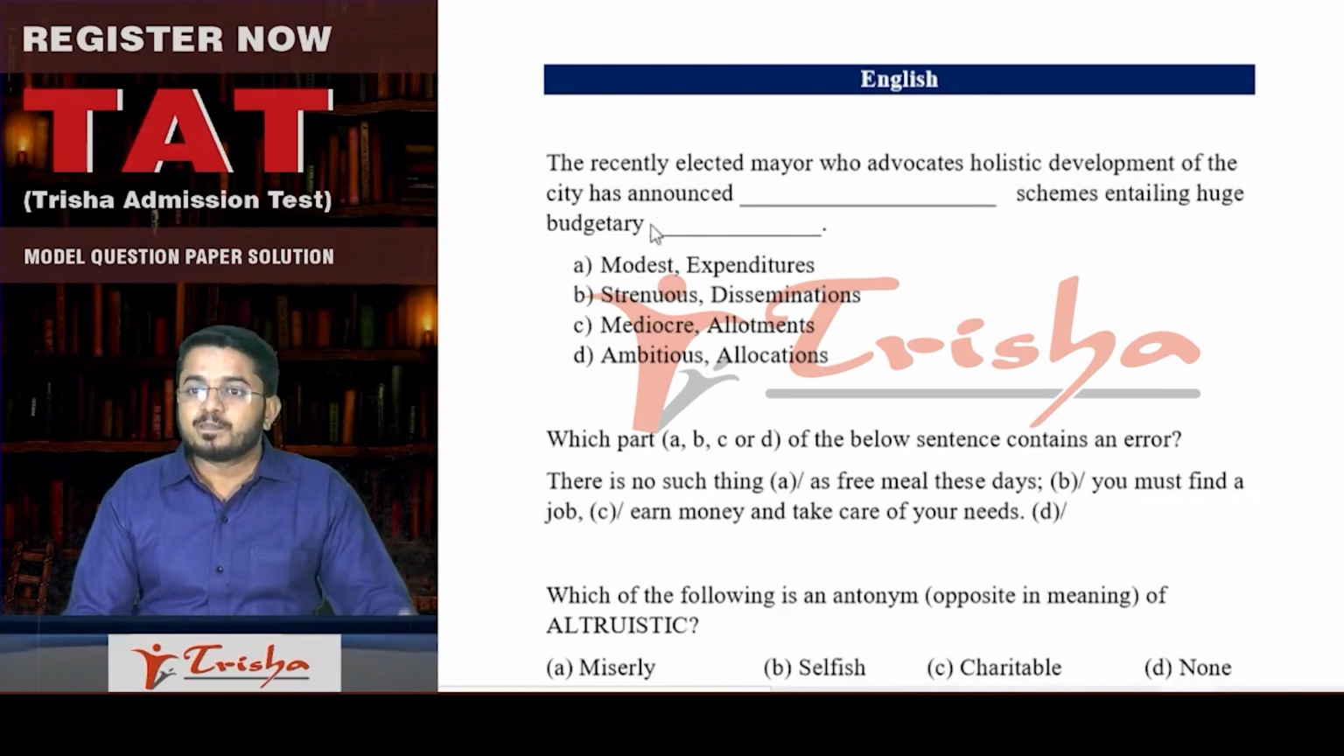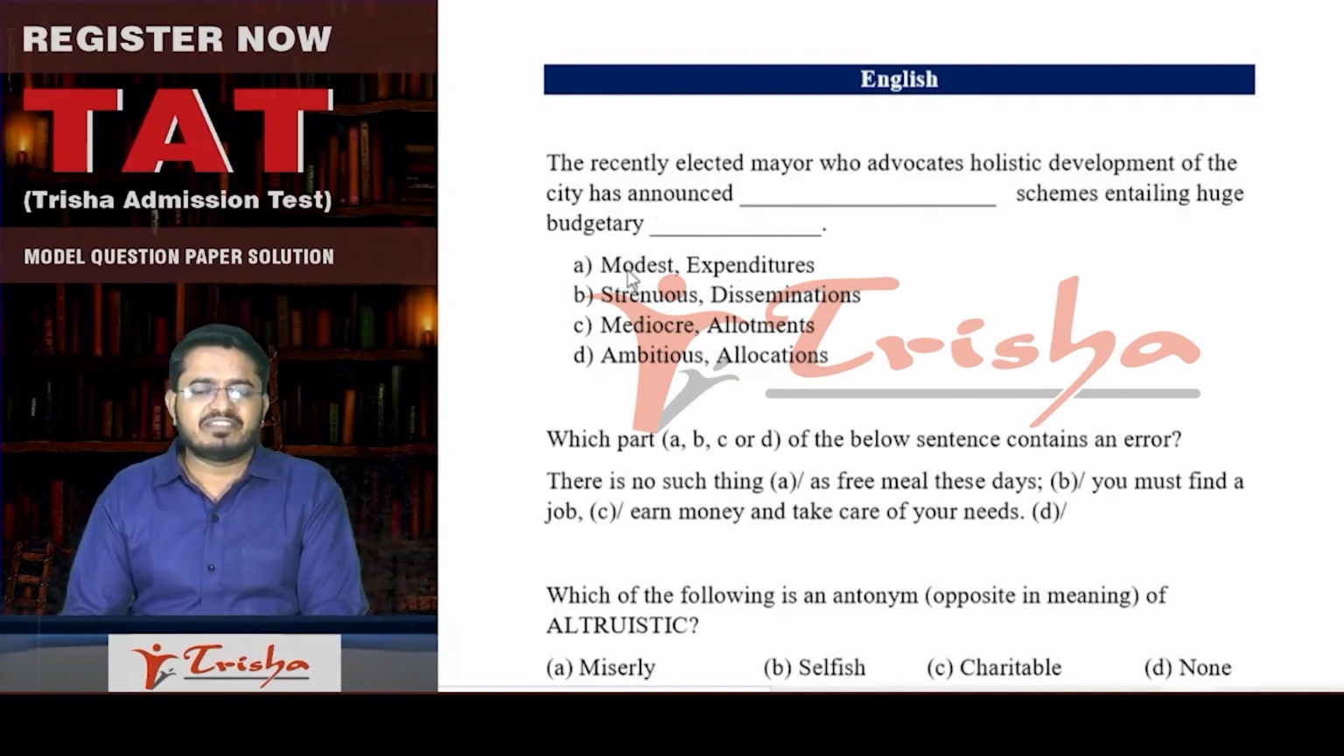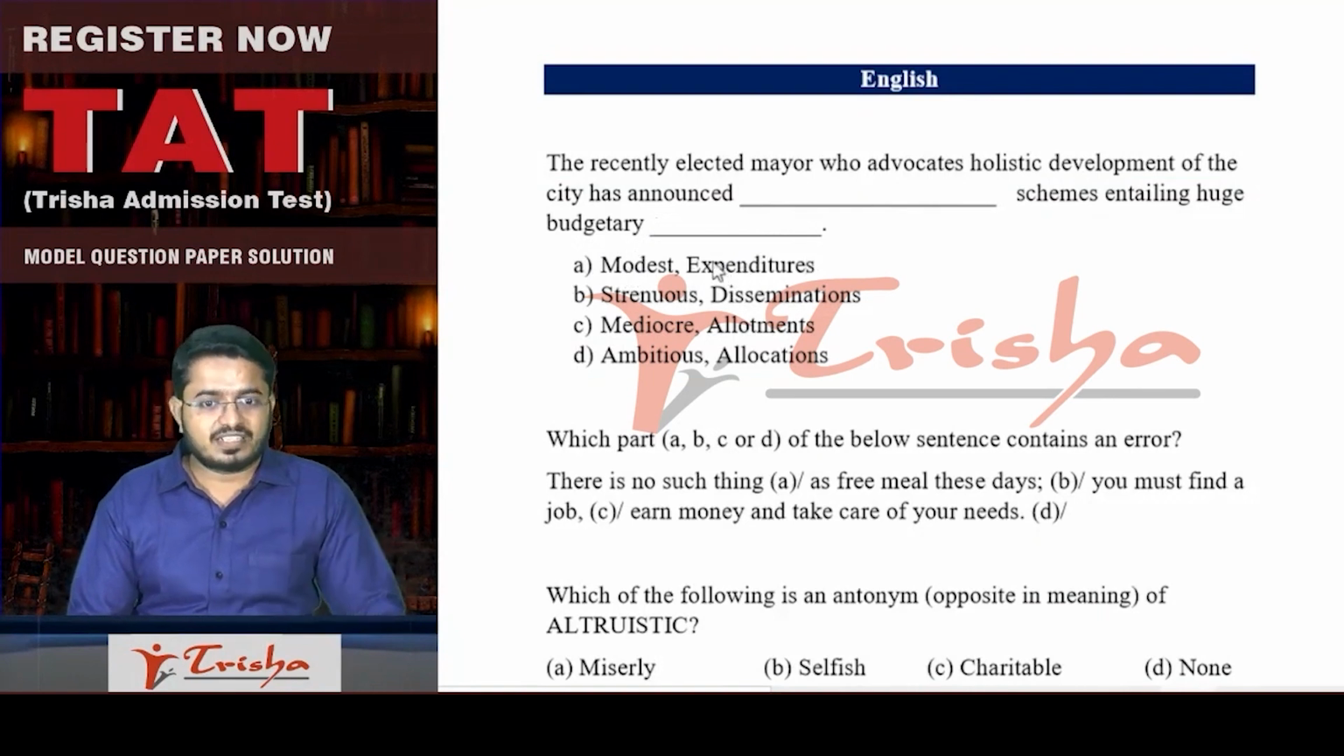See here, the holistic development has been announced. Is it modest schemes? If modest schemes were announced, does it require huge budgetary expenditure? No. Average schemes will require average expenditure, right? So the first option is not the right option. Strenuous schemes, huge budgetary dissemination. Difficult schemes, huge budgetary dissemination, no. This might not be the right answer. You may not have an idea about whether this is the right option or not. So let us keep it as it is for a while.